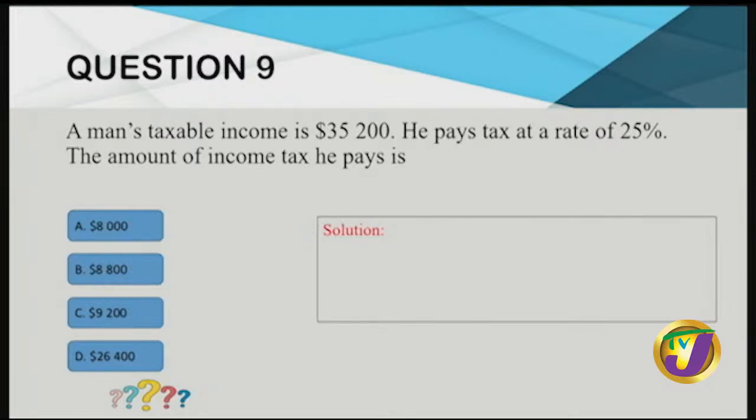We can always check. Let's find 25% of 35,200. So my answer was correct: $8,800. Awesome. That was quick checking based on what we know about percentages, fractions, and decimals.